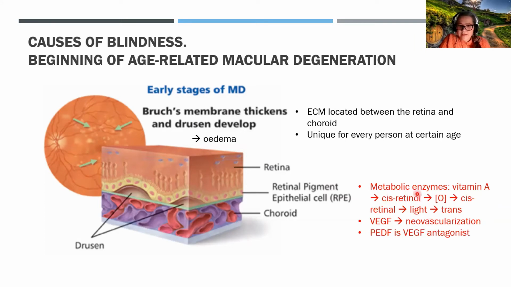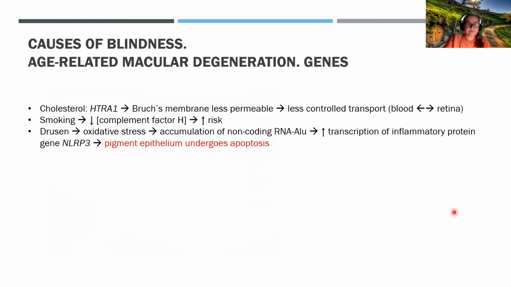And metabolic enzymes secreted by this layer metabolize vitamin A, which is precursor of cis-retinol. And after this molecule is oxidized, we have cis-retinal. And if light excites that cis-retinal, we have trans-retinal, which activates photoreceptors.